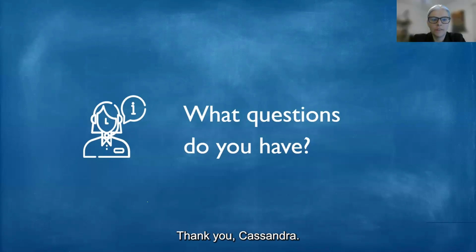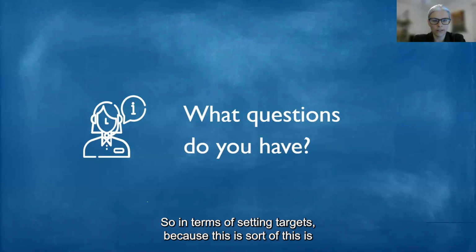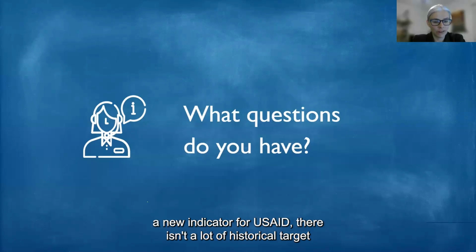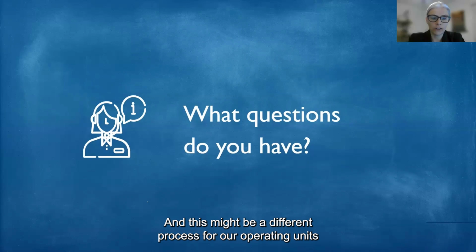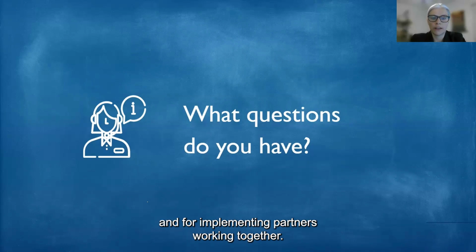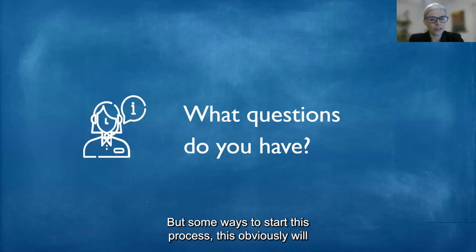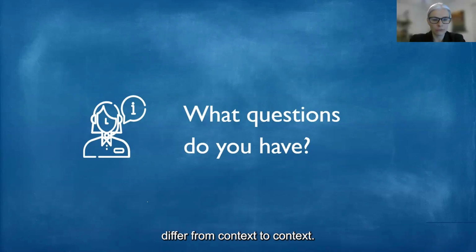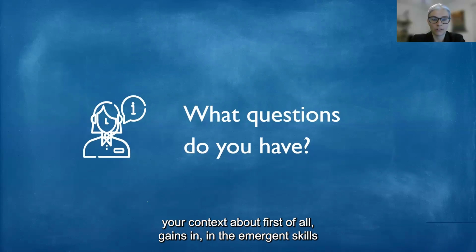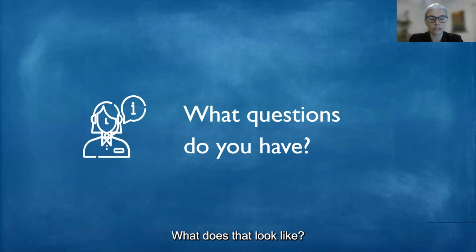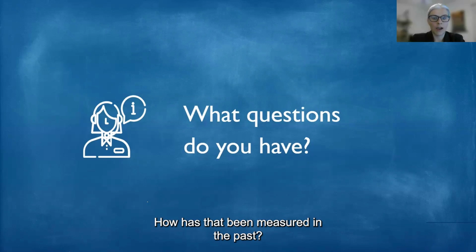Certainly. Thank you, Cassandra. So in terms of setting targets, because this is a new indicator for USAID, there isn't a lot of historical target data to look at. And this might be a different process for our operating units and for implementing partners working together. But some ways to start this process, this obviously will differ from context to context. And as much as possible, we recommend doing research within your context about, first of all, gains in the emergent skills of interest in these 4 domains. What does that look like? How has that been measured in the past?